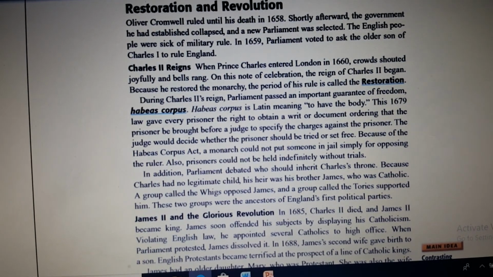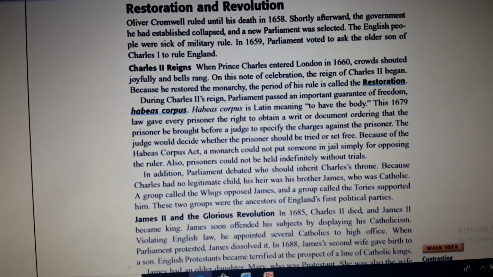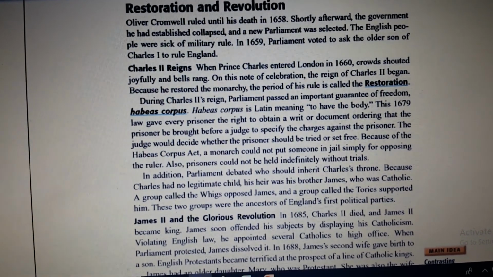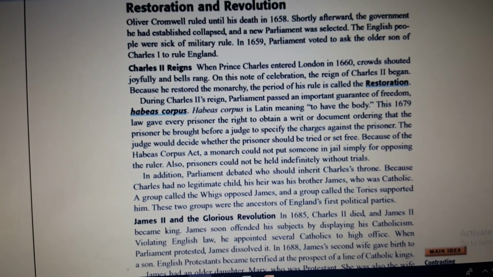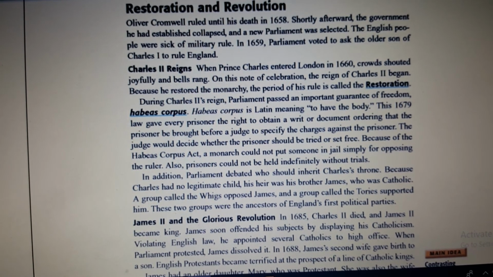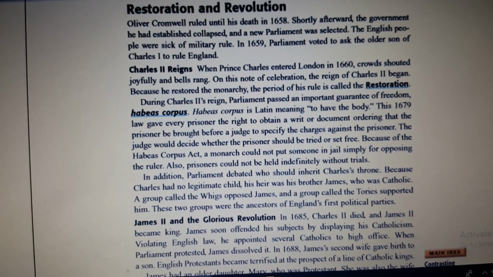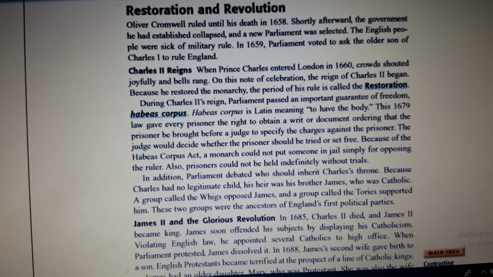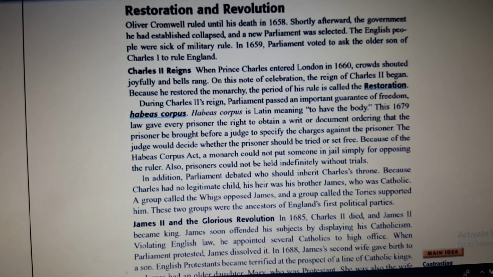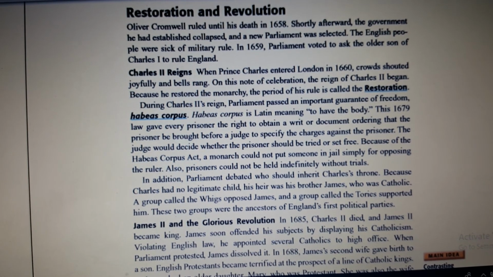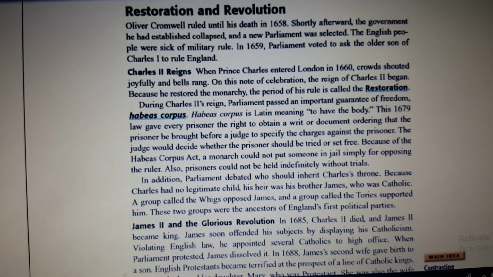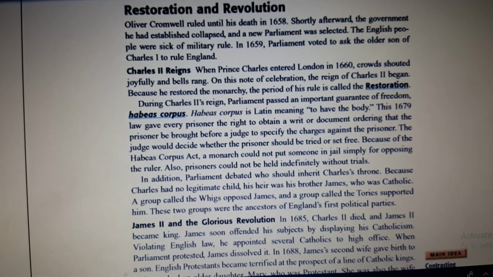Charles II reigns. When Prince Charles entered London in 1660, crowds shouted joyfully and bells rang. On this note of celebration, the reign of Charles II began. Because he restored the monarchy, the period of his rule is called the Restoration. During Charles II's reign, Parliament passed an important guarantee of freedom, habeas corpus.